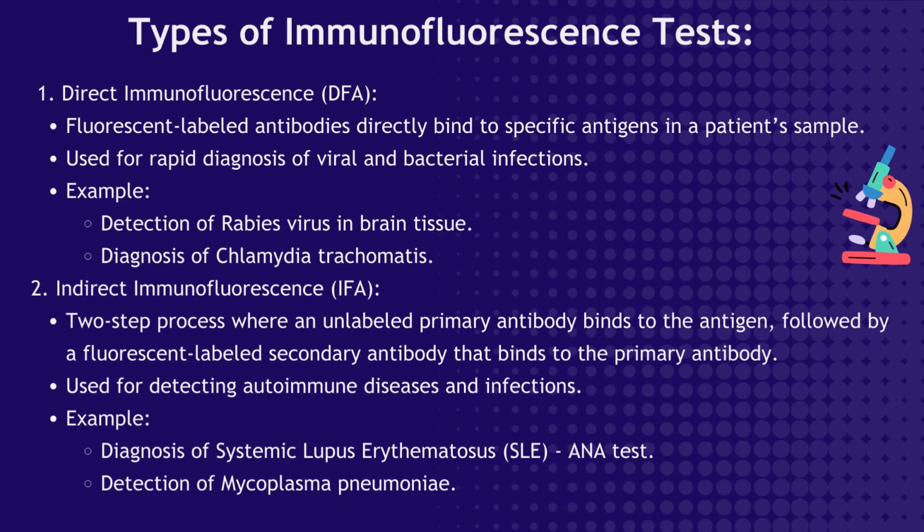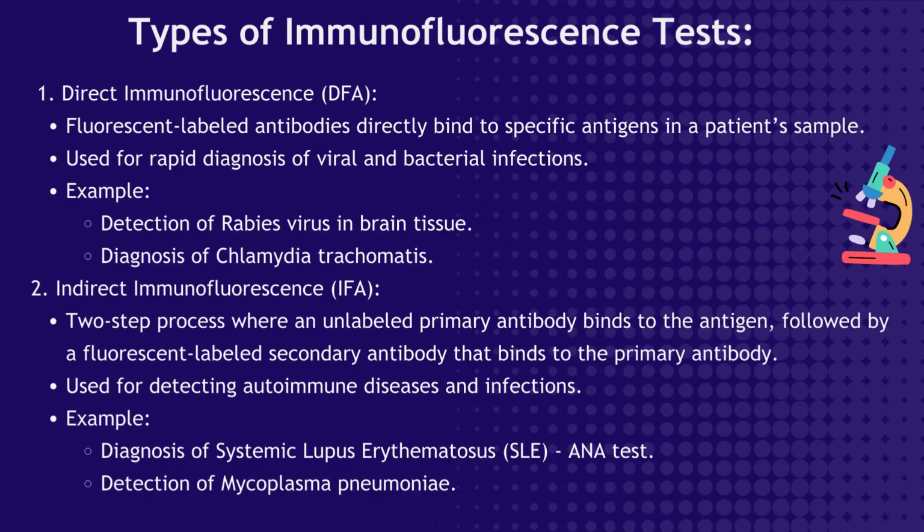Types of immunofluorescence tests: direct immunofluorescence, DFA. Fluorescent-labeled antibodies directly bind to specific antigens in a patient's sample, used for rapid diagnosis of viral and bacterial infections. Example: detection of rabies virus in brain tissue, diagnosis of Chlamydia trachomatis.